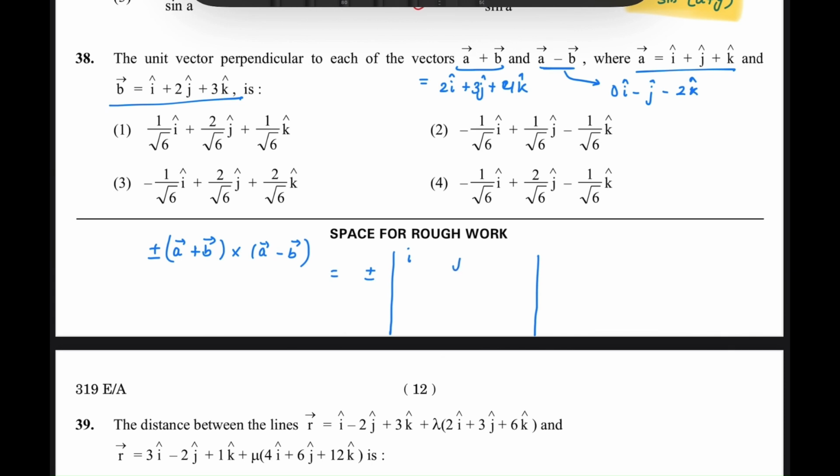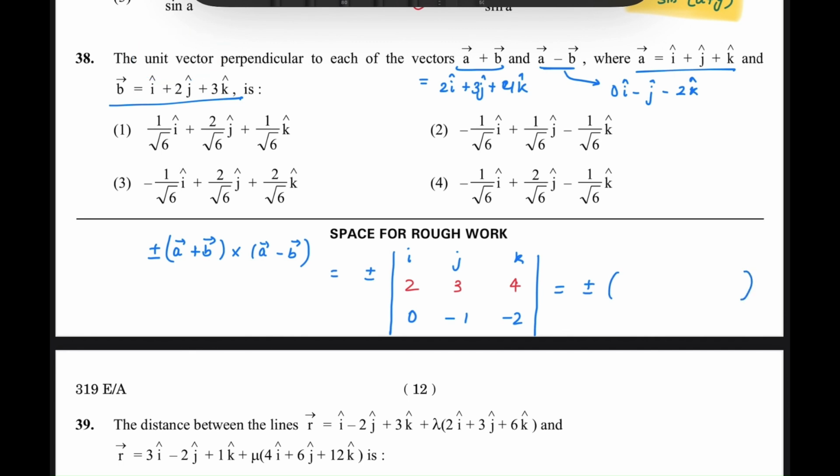Okay, first you have i j k, then you have coefficients of a plus b, or the direction ratios of a plus b is 2 3 4. So put these here, 2 3 4 in the second row, and then you have the direction ratios of a minus b, 0 minus 1 and minus 2. So put them in the third row, 0 minus 1 minus 2, and then you need to find this vector, and then you have to make it a unit vector. Then you have to divide by magnitude.